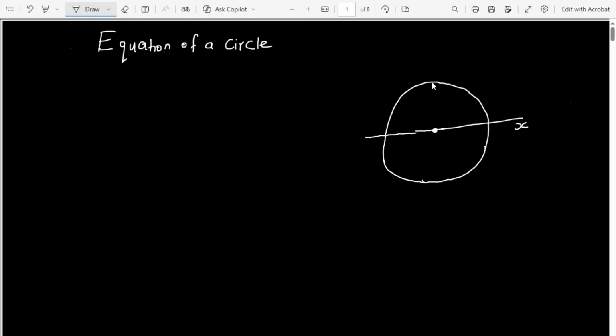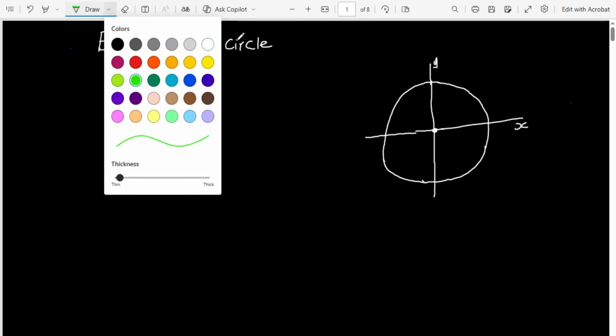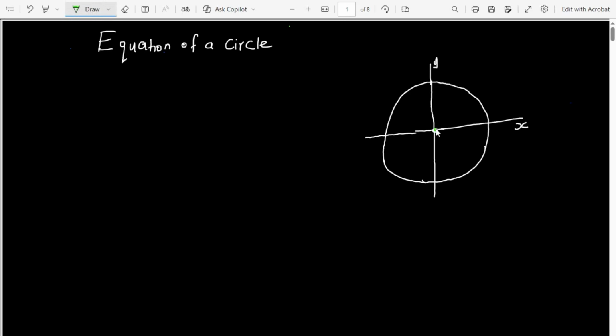This is your x, and this is your y. If you look at this circle, we know that a line drawn from the center to the circumference, we call that line the radius. So this will be my r, radius. Then I can form a right-angled triangle, and say this is my x and this is my y. This is 90 degrees.